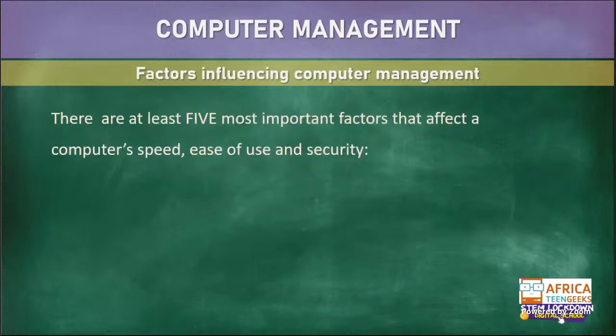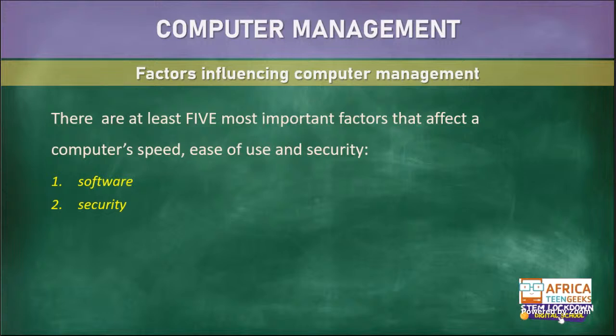When we look at the factors, we are going to look at least 5 factors that might affect the computer speed, and also the ease of use and security. So we are going to be looking at each and every factor. Each of these 5, we are going to look at separately. The first one being software. How does it affect computer management? Number 2, we are going to look at security.